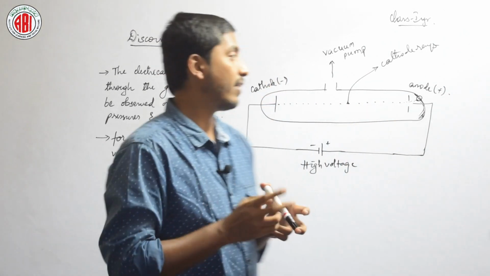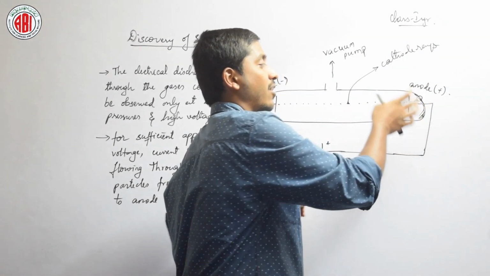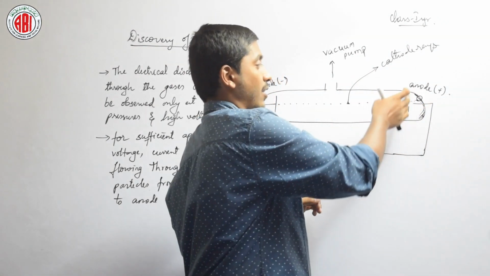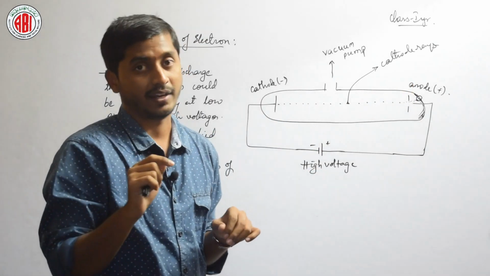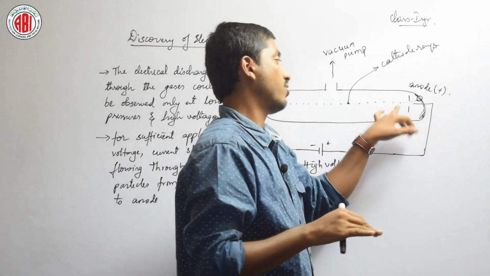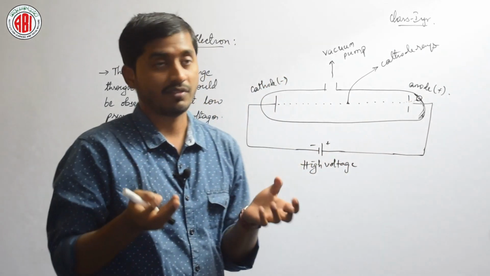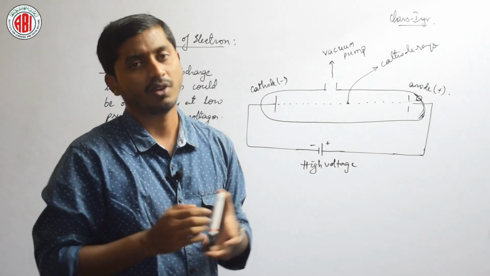After that he did one more thing: he made a small gap in this and covered the back of the glass with zinc sulphide, he coated it with zinc sulphide. After flowing through the anode, when these rays got incident on the zinc sulphide, he could observe some black spot. Then what are its observations?